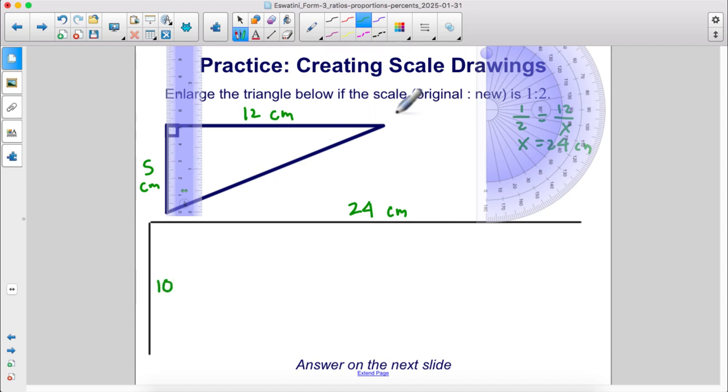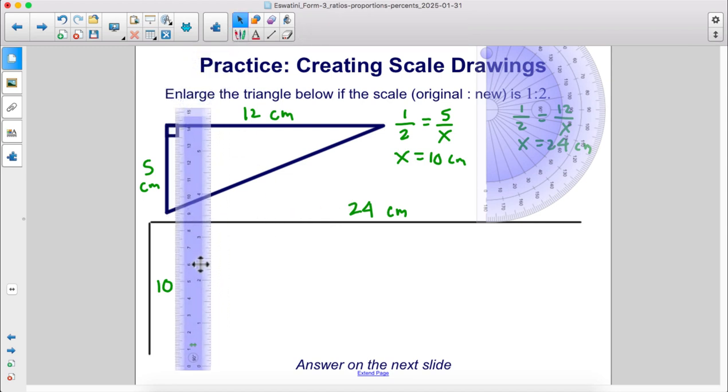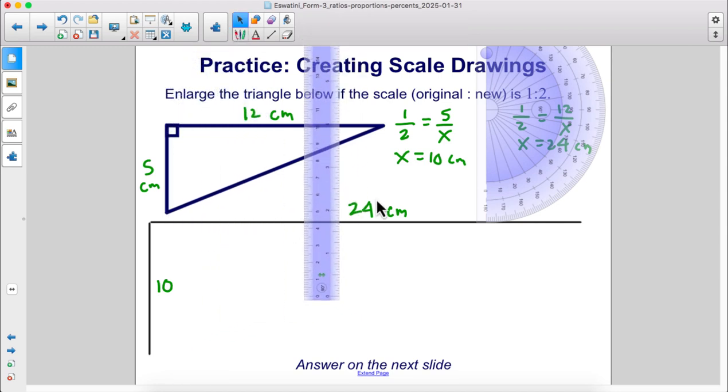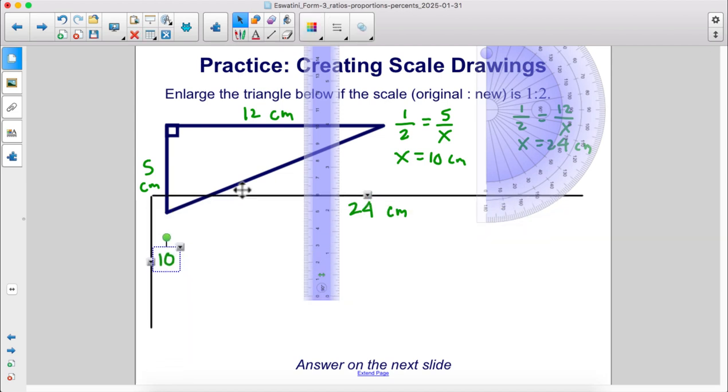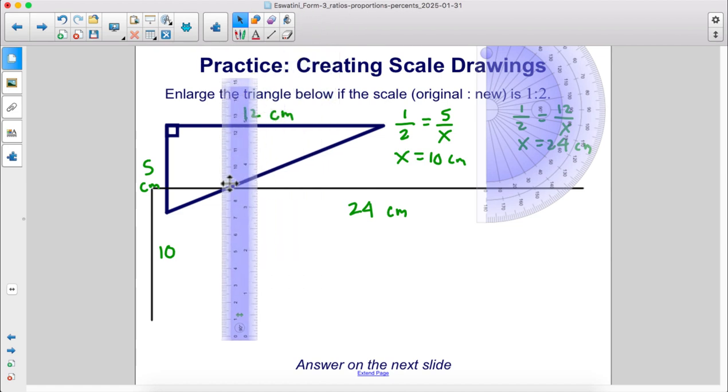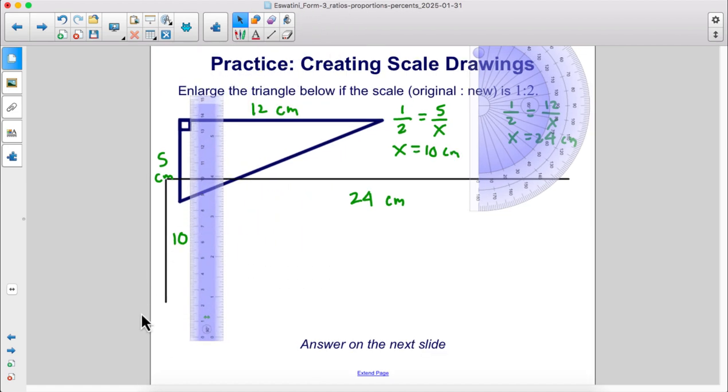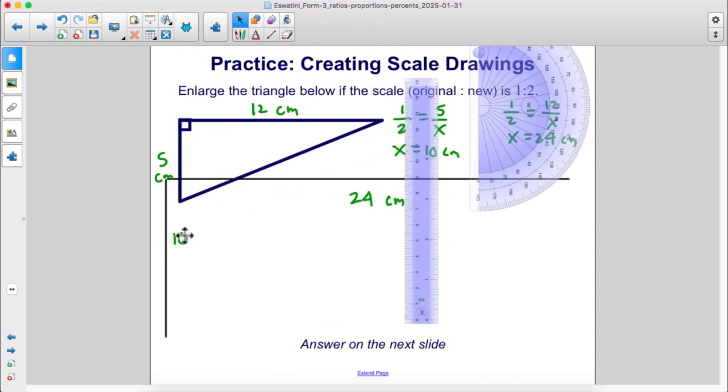But just so you can see why, if it's a scale of 1 to 2, that would mean if the original is 5, what's the new one? Cross multiply, and we get 10 centimeters. So I'm going to move my ruler to 10. Oh, I'm running out of space. Okay, maybe I can move all of this up a bit. This is 10 centimeters. All right. 10 centimeters, and we used a protractor so we know that this is a right angle.